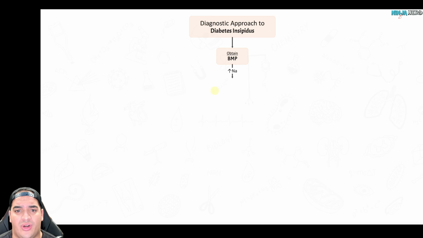If the BMP shows the sodium is greater than 145, they have hypernatremia. But then I got to ask myself the question, what was one of the big things that Zach said about the ADH?